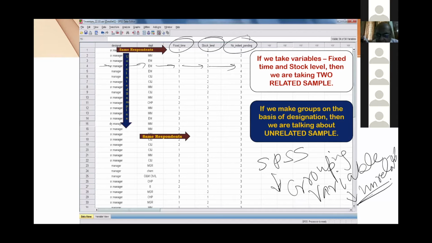Another important point, please, I'm repeating it. Another important point is how related samples and unrelated samples are treated. That also differs from software to software. So before you apply a related and unrelated sample test, see how the software asks you to design that particular data.